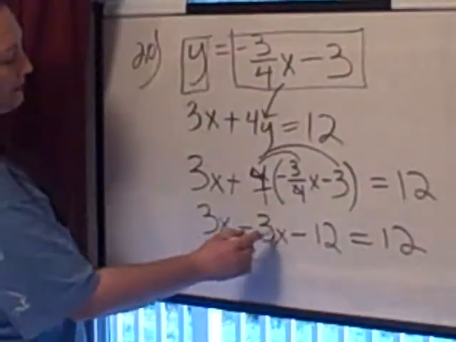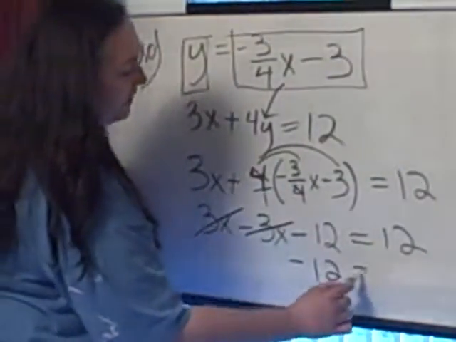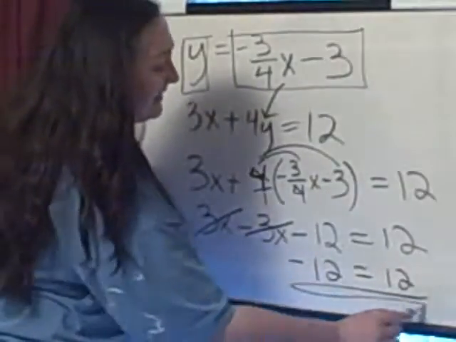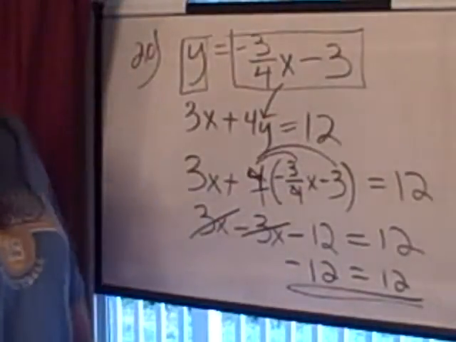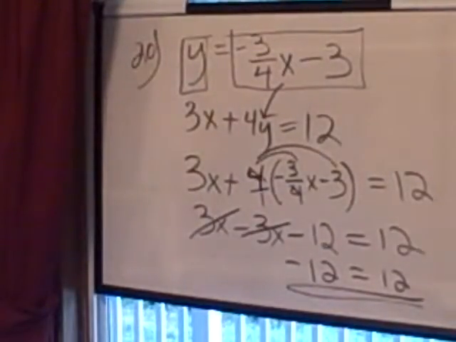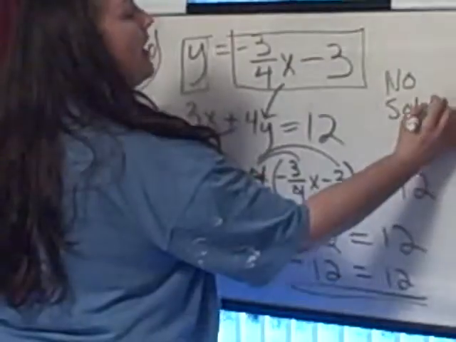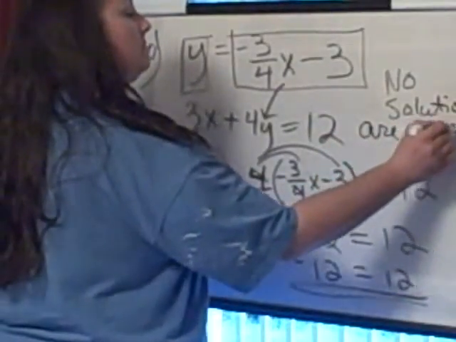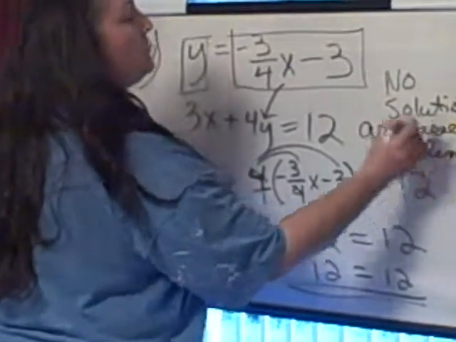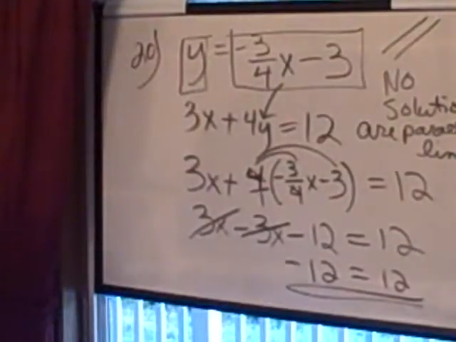What I have is 3x minus 3x, and those cancel. And I have negative 12 equals 12. This statement is not a true statement. If that is not a true statement, then the answer would be that these things have no solutions. No solution. They are parallel lines, which means they never ever cross. They never come in contact with each other. So there is no solution.